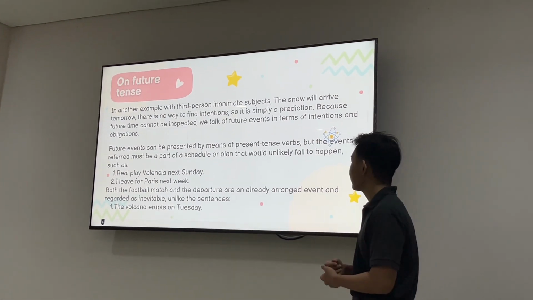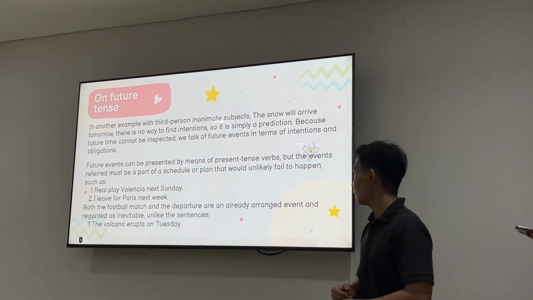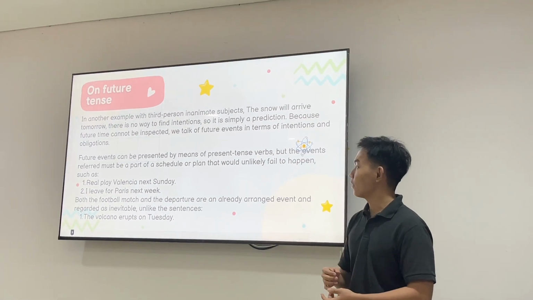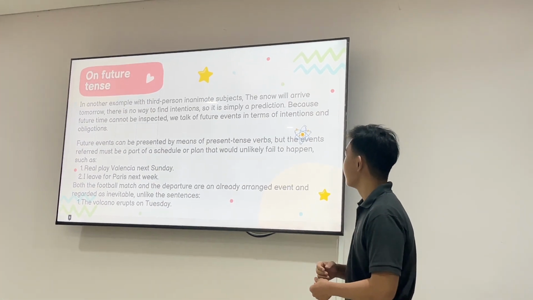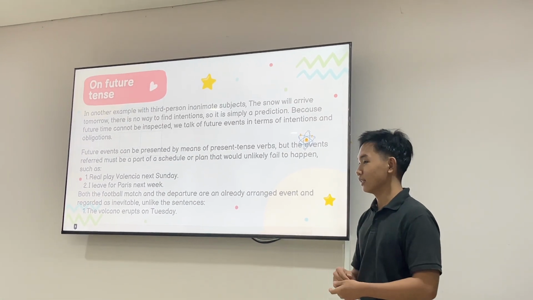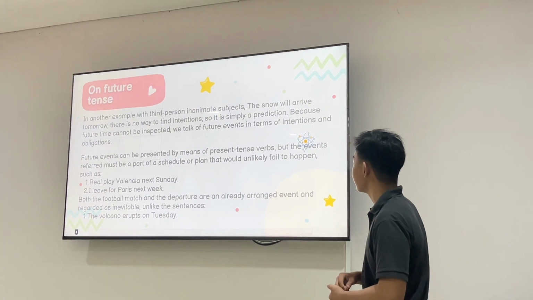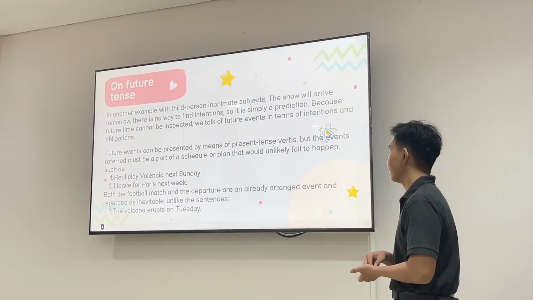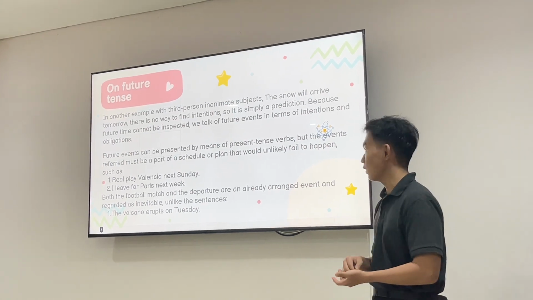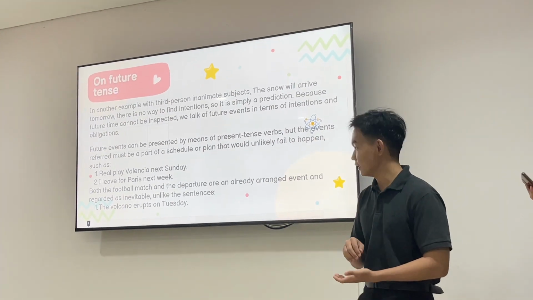In another example with inanimate subjects, the snow will arrive tomorrow. There is no way to find intention, so it is simply a prediction. There is no intention in the will sentence because future time cannot be inspected. We talk of future events in terms of intentions and obligations.